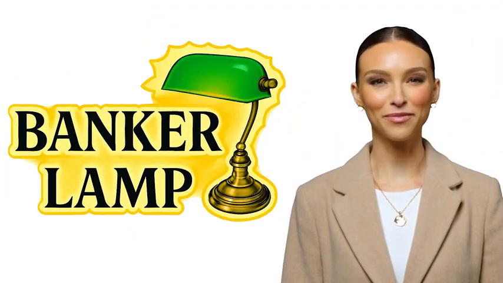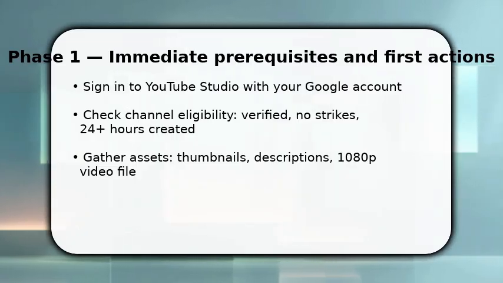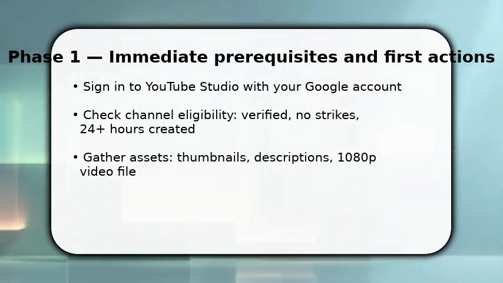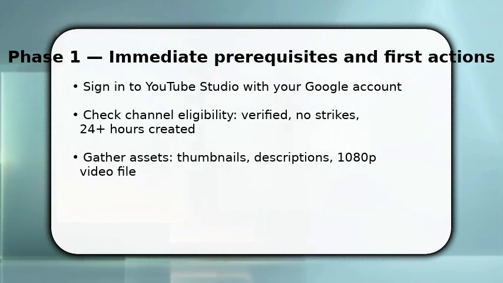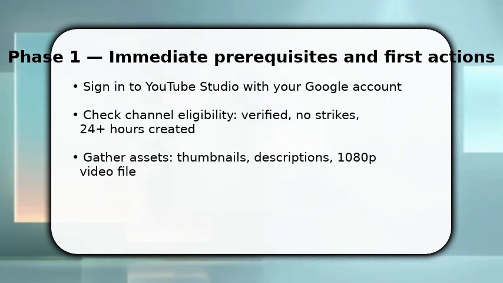Please enjoy the video. You start by signing into YouTube Studio so you can control every setting. Once signed in, open channel settings and confirm eligibility, verification, and no active strikes, because that affects features. While there, upload your thumbnail and video file, use 1080p for quality, and keep titles concise.